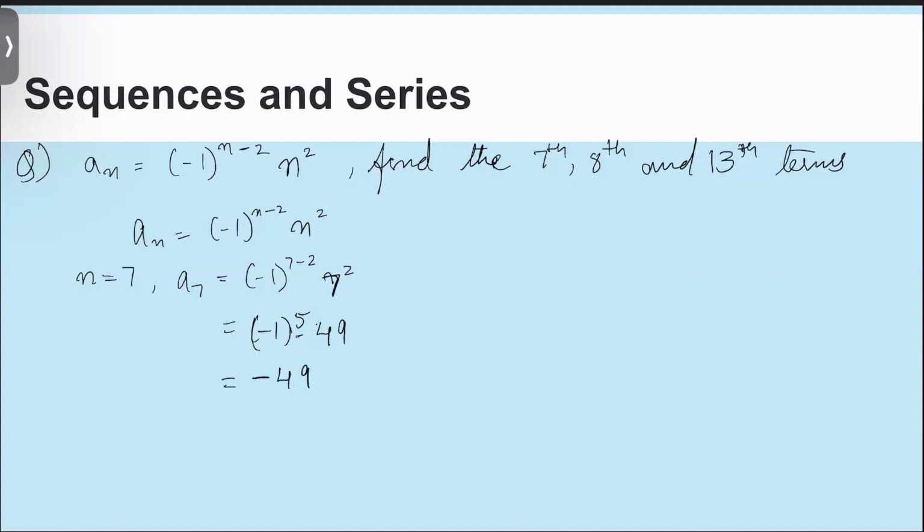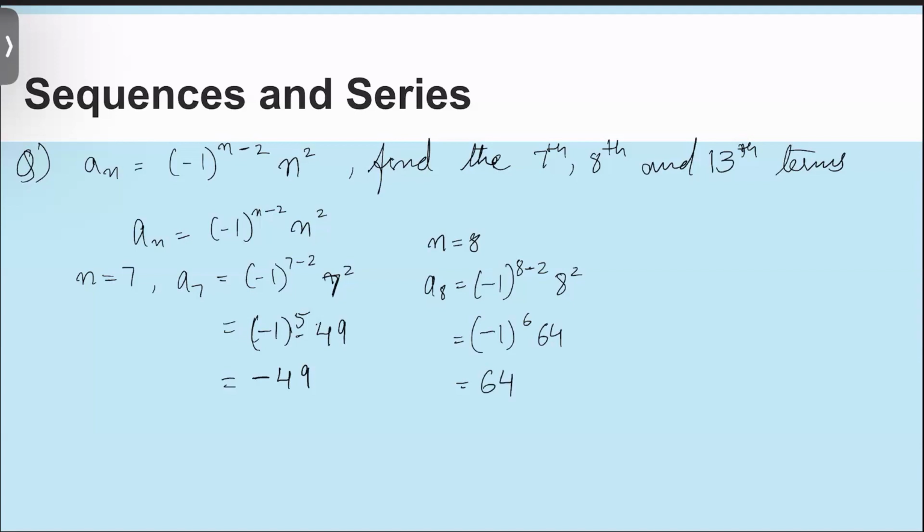minus 49. Okay, so similarly, if you have n is equal to 8, you will have a8 is equal to minus 1 raised to 8 minus 2, then you have 8 squared. So you have minus 1 raised to 6, 8 squared is 64. And now since we have the power of minus 1 as an even number, this will become 1. So this is 64.